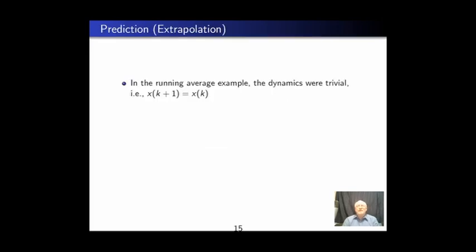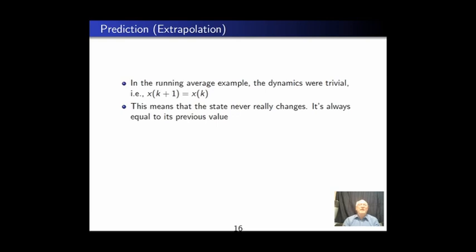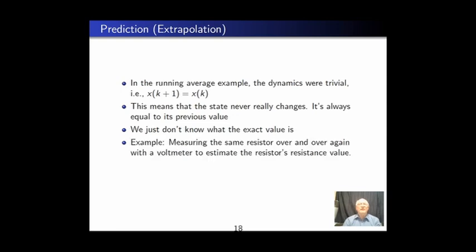In the running average example that we looked at before, the dynamics were quite trivial. The state didn't change at all. X at time k plus 1 was assumed to be the same as the state at time x of k. We just didn't know what the exact value was, and that's why we had to estimate it using measurements. So that example used a measurement of a resistor with a voltmeter, and we just did those measurements over and over again, and we didn't worry about the state dynamics because we assumed they weren't changing.